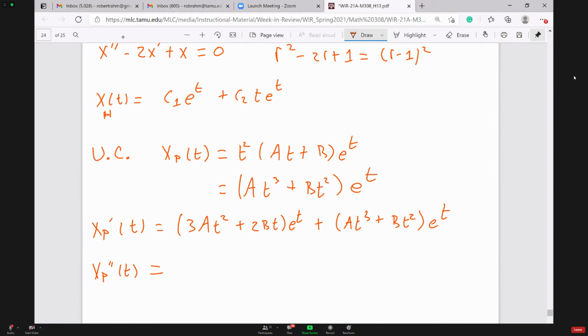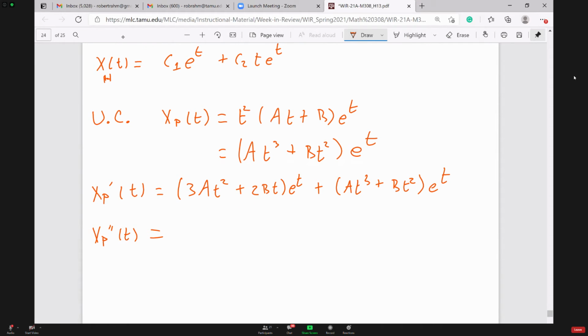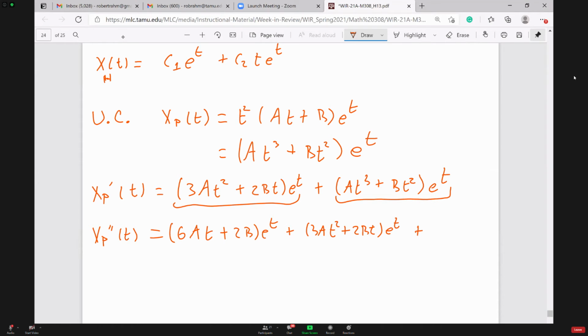What's this going to be equal to? Well, I'm basically going to do the product rule twice. So when I do this, I'm going to get (6a t plus 2b) e to the t plus (3a t squared plus 2b t) e to the t. So that's just the derivative of this first term. Now I'm going to add the derivative of the second term.